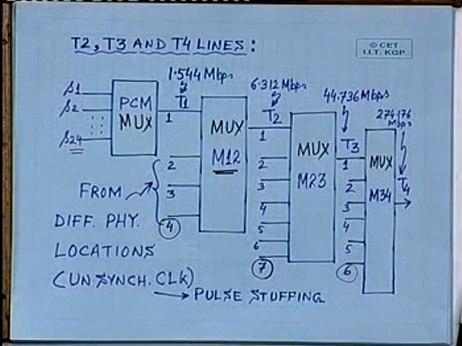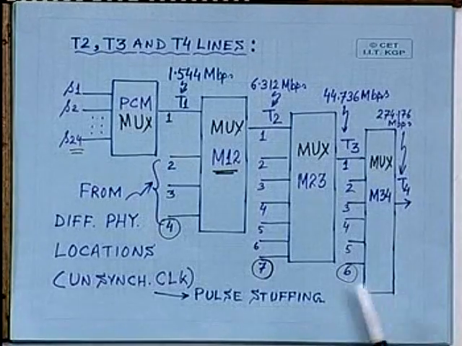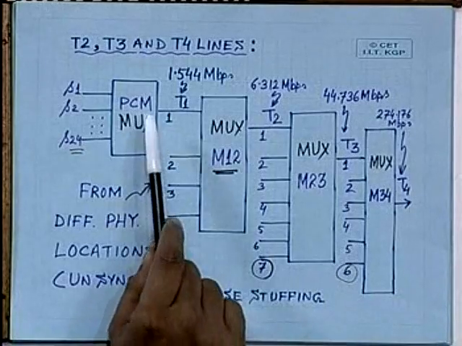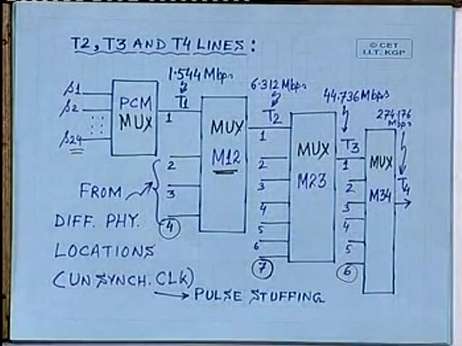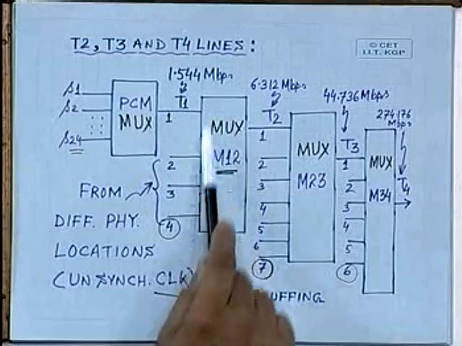There is an interesting issue here. When you think of multiplexing these T1 carriers at 1.544 megabits per second here in this mux.